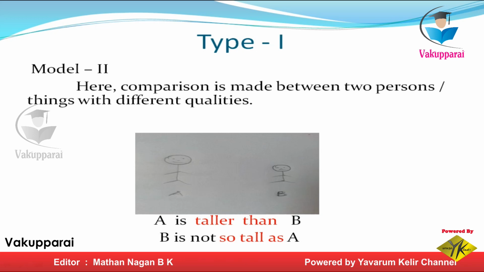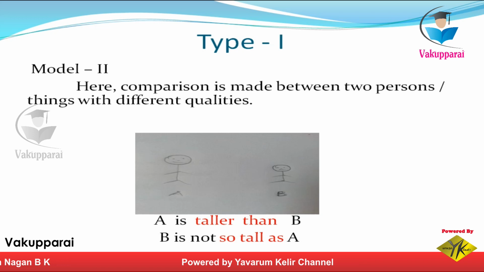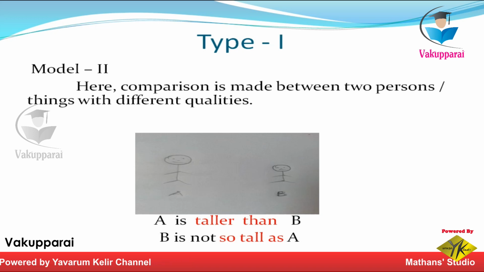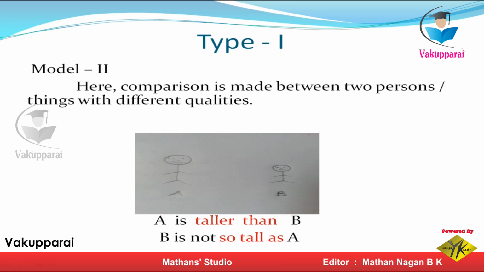So they both are different in qualities. So we can tell A is taller than B. So it is changed into positive degree, like B is not so tall as A. As I already said, if the sentence is in negative and positive degree, we have to use so, not as.